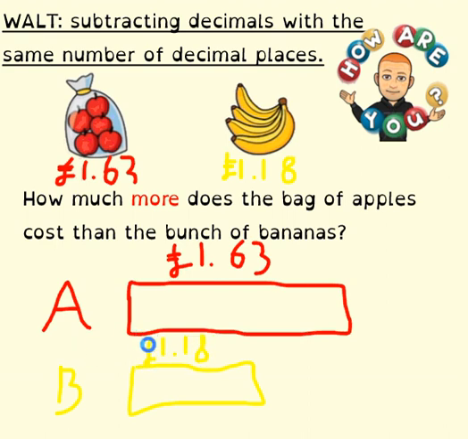So we want to know how much more the bag of apples costs than the bunch of bananas. So we're looking for the difference, the gap here. As the bar model clearly represents, it is find the difference that we're looking for. To help us do that, I'm going to do myself a little column method calculation here at the side.